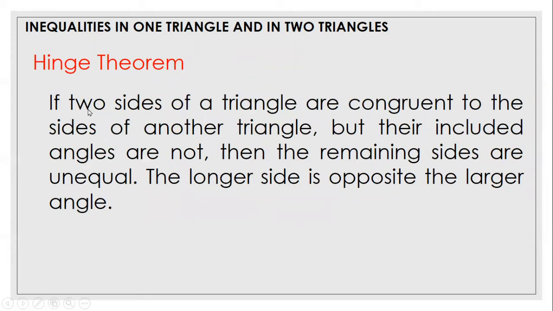So, sabi dito na kapag daw yung dalawang side ng triangle ay congruent doon sa side ng isa pang triangle, pero hindi congruent yung kanilang included angle, then yung natirang side doon sa dalawang triangle ay unequal. So, yung longer side daw, masasabi natin na longer side yung side ng isang triangle kapag ang opposite angle niya ay mas malaki or larger. Kapag shorter side naman, ang opposite side niya ay ang smallest angle.